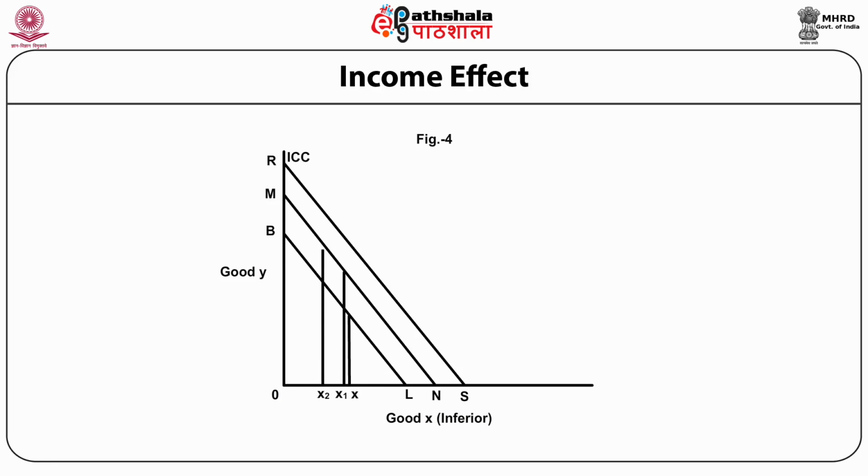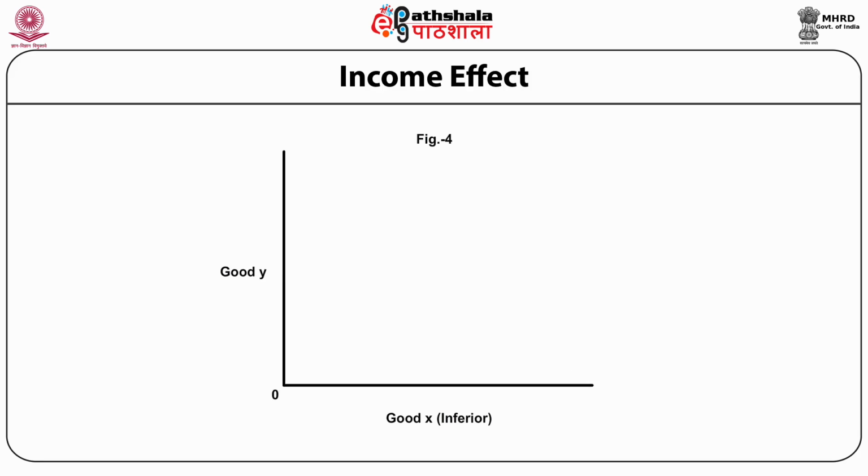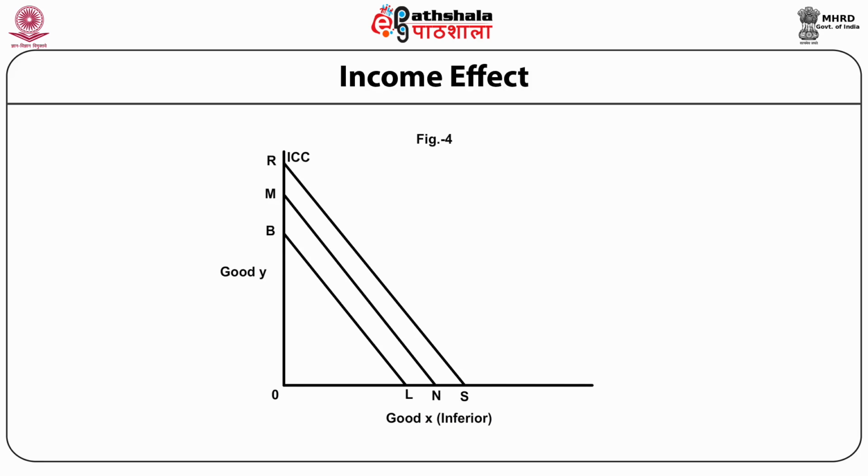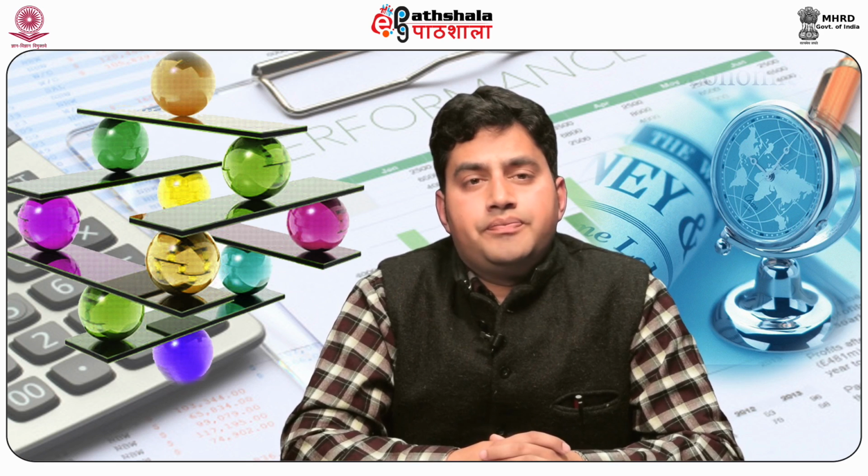In this figure, the income consumption curve bends toward the Y-axis, which represents that when the income of the consumer increases, consumption of good X falls. So, we may say that good X is an inferior good because the demand for good X falls with increase in income of the consumer. A similar diagram can be drawn if we consider good Y as inferior, but in this case, the income consumption curve will bend towards the X-axis. Now let's talk about substitution effect.